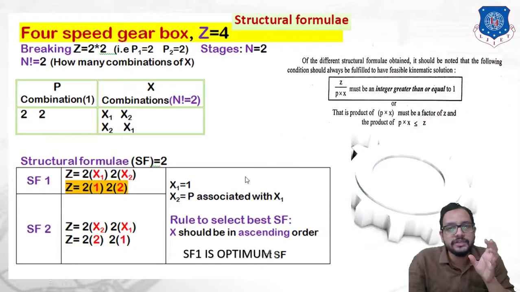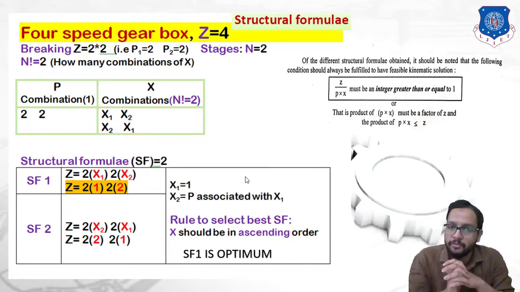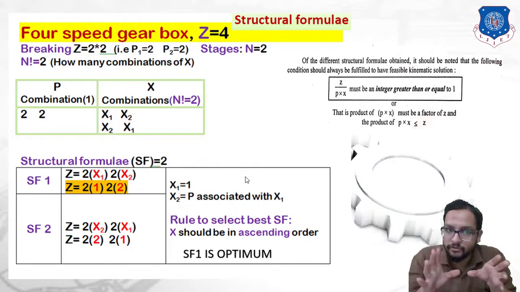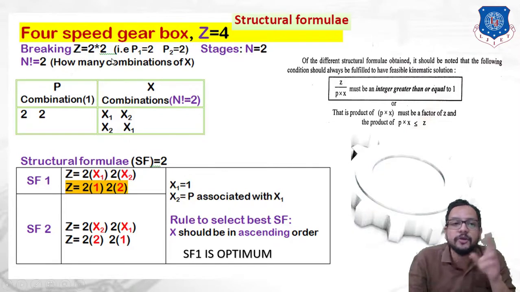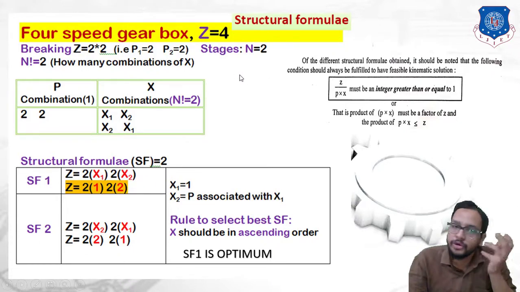So we are going to see a structural formula. Let us consider an example of a 4-speed gearbox in which Z is equal to 4. Breaking this equation, we can write it as Z is equal to 2 into 2, indicating P1 is equal to 2 and P2 is equal to 2. Now how many stages would there be? We would say 2 raised to 1 into 2 raised to 1. So 1 plus 1, we add the powers. So the number of stages is N is equal to 2.